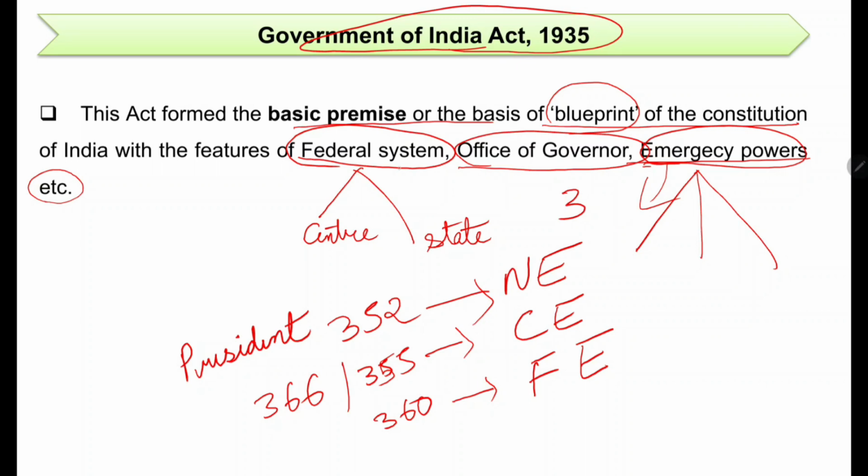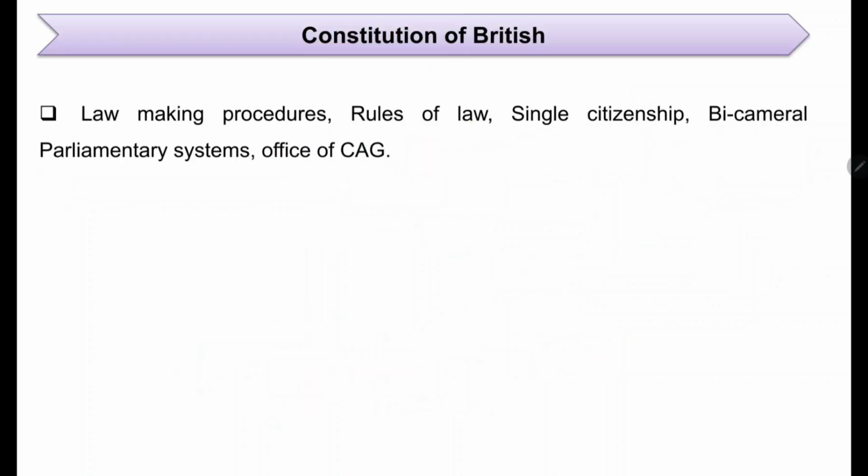So federal system, I hope you have understood, where the power has been divided into two, central and state. Office of the governor, as we have a governor for every state, isn't it? All these have been taken from which act? From the Government of India Act 1935. So I hope this is clear.